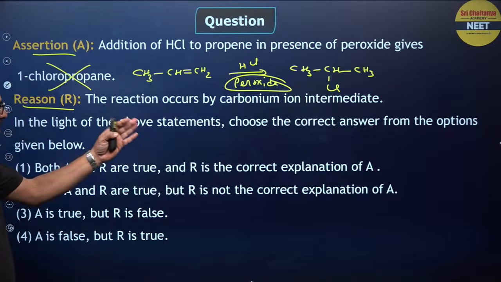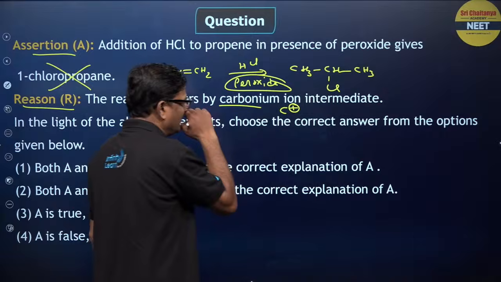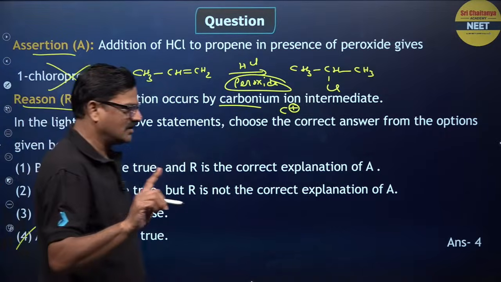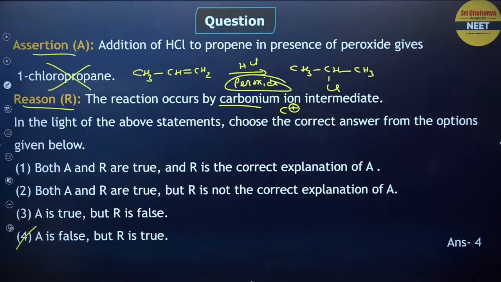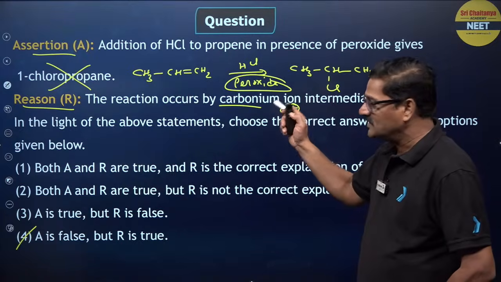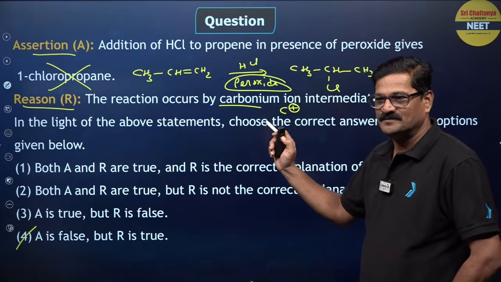The reaction occurs by a carbonium, that is, a carbocation is formed. Okay, so A is false, R is true. A is false, R is true. Fine. So, it is a trap. This question is actually a trap.